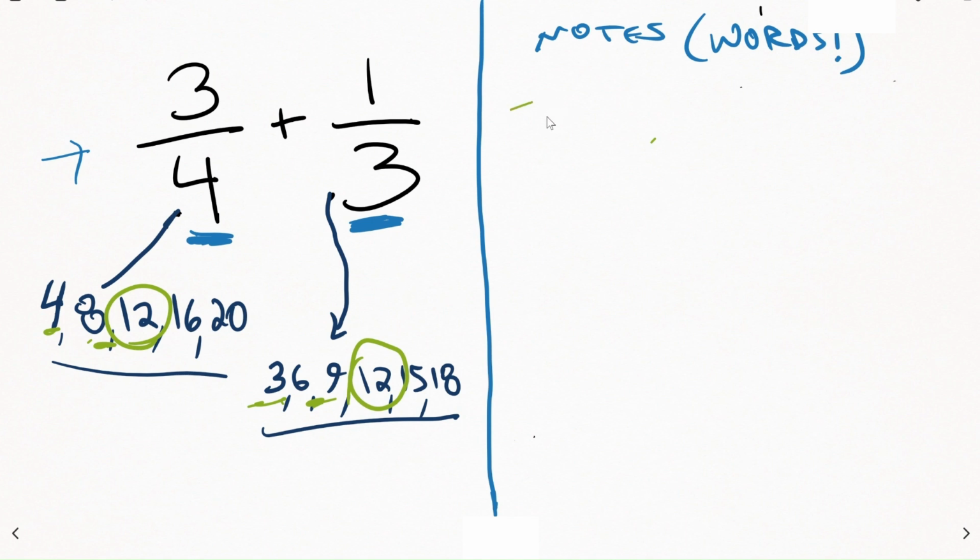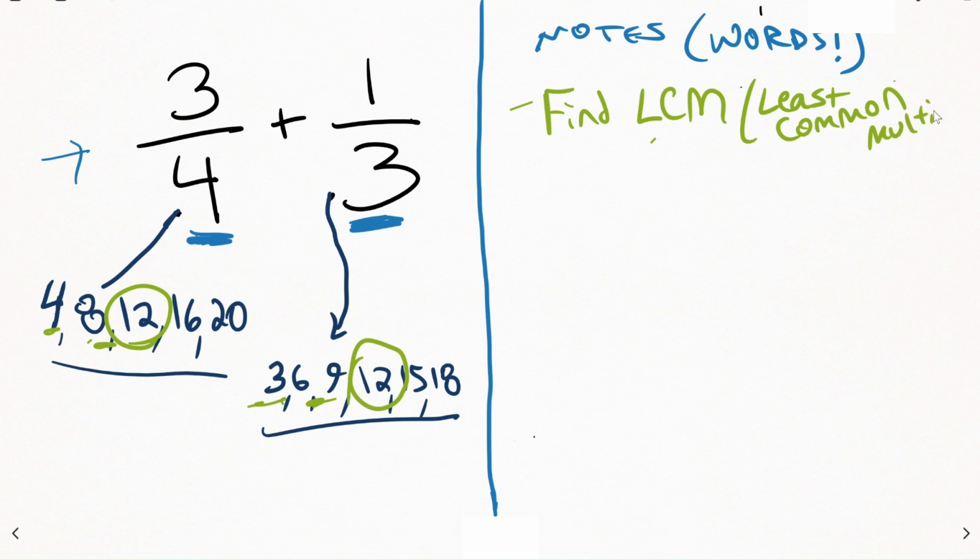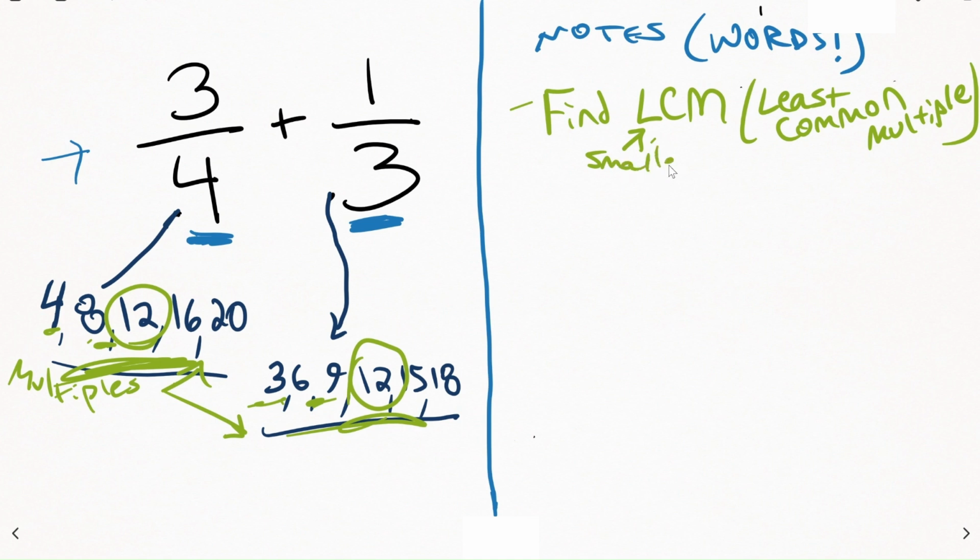So we're going to make notes over here. Find least common multiple. And if you put initials about something, you've got to put down what it stands for somewhere. Otherwise, you're going to forget, and then you're going to wonder what that initial stood for. Least common multiple. And these are multiples. So you need to find the least common multiple, and the least means the smallest number.